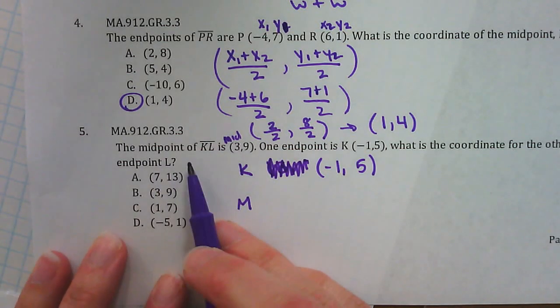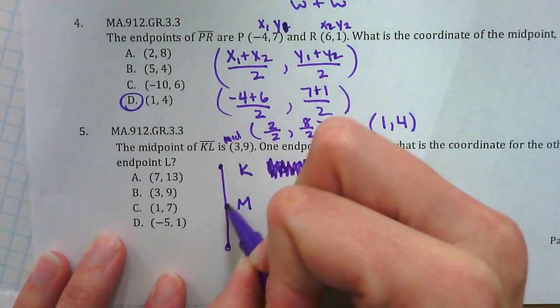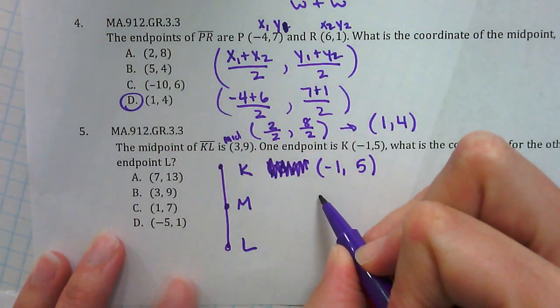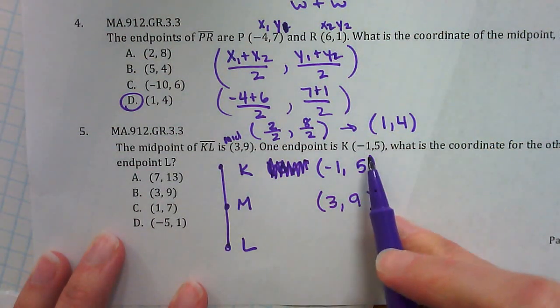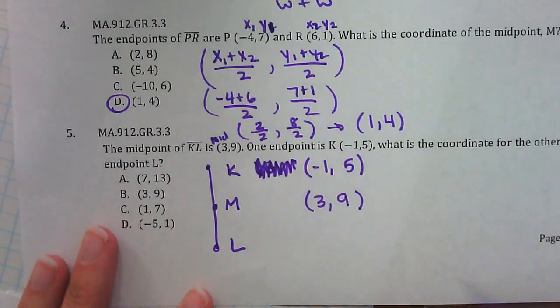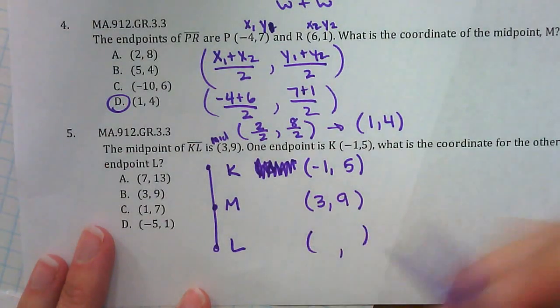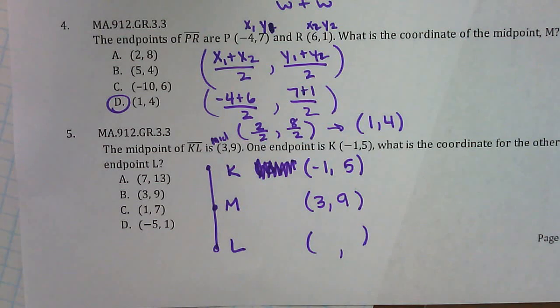Right, it says we have a midpoint of KL, so let's just picture this as our segment. Our midpoint is at (3, 9). Our endpoint K is at (-1, 5). And it says, what's the coordinate for the other endpoint L? That's what I don't know. We can do this a few ways. We could use our formula, or we could just try to reason it out.